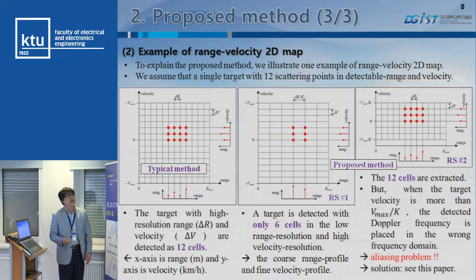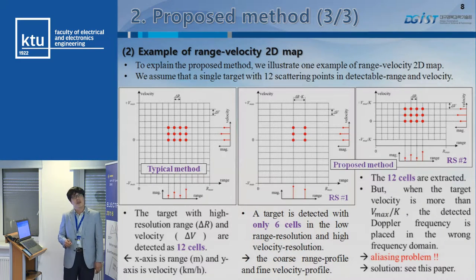In this example, to explain the proposed method, we illustrate one example of a range-velocity 2D map. We assume a single target with 12 scattering points in detectable range and velocity. In that case, with a typical method, the target with high range and velocity resolution is detected in 12 cells. The X-axis is range, the Y-axis is velocity.